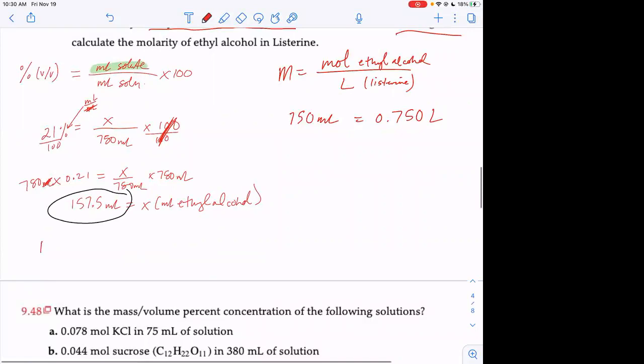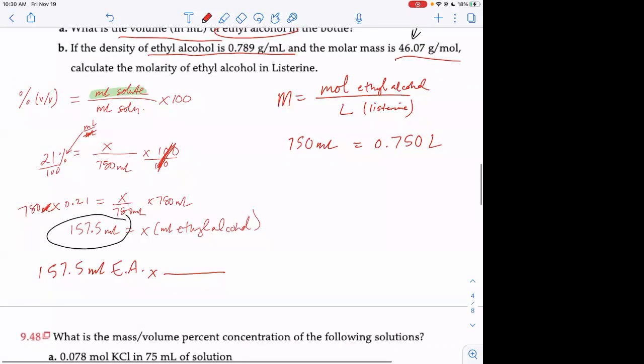So we'll start with the volume, 157.5 milliliters, and I'm going to abbreviate ethyl alcohol as EA. Then we're going to take the density and plug it in. We want milliliters to cancel. So it should be 0.789 grams of ethyl alcohol on the top, 1 milliliter on the bottom. That's the density. Now you see how milliliters are going to cancel? So that gets us to grams of ethyl alcohol.